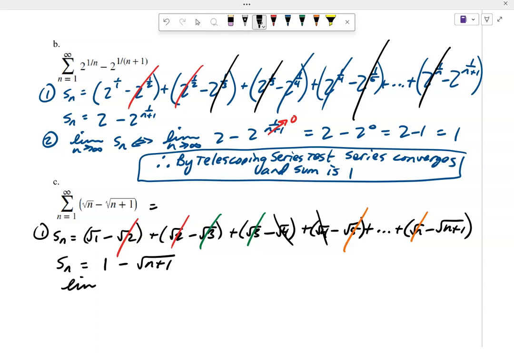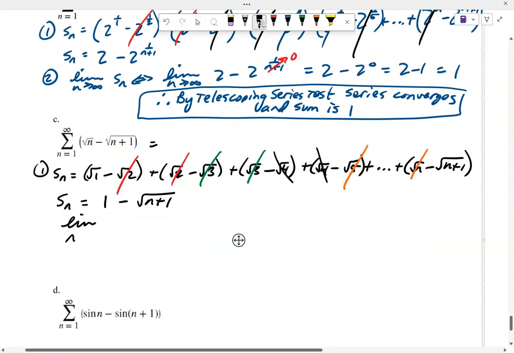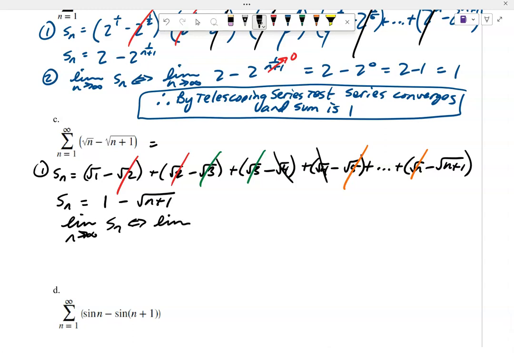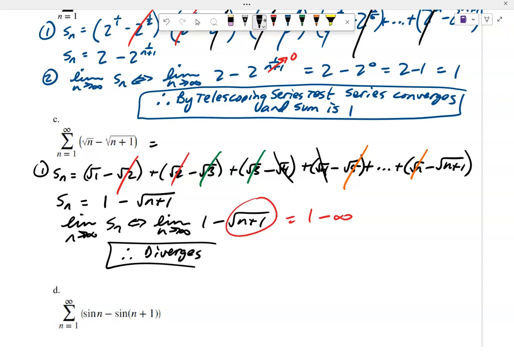So if I say it is the limit of a sequence of partial sums, does it converge or not? Well, this is giving me infinity, so we got 1 minus infinity or negative infinity. So this thing diverges, right? Negative infinity. So therefore, it diverges by the telescoping series test.